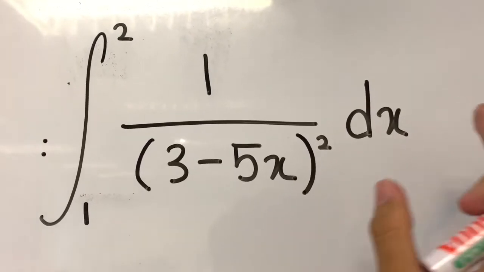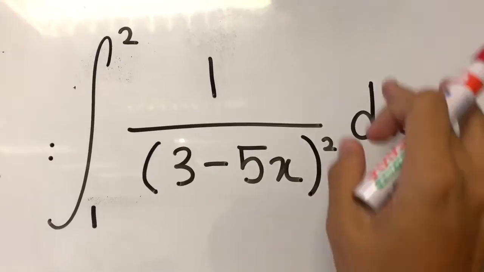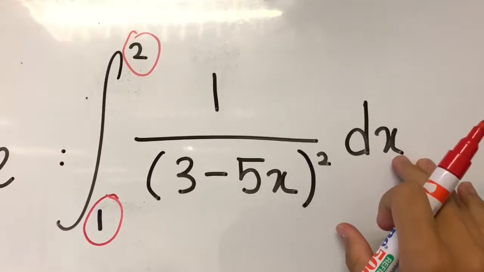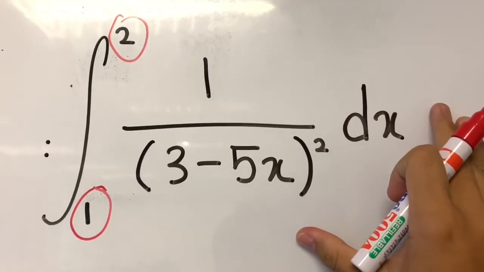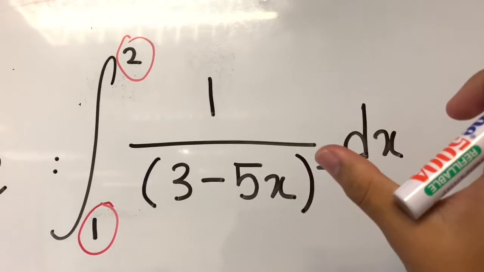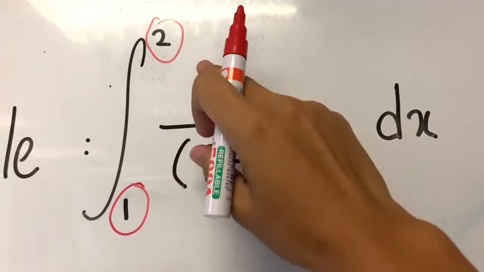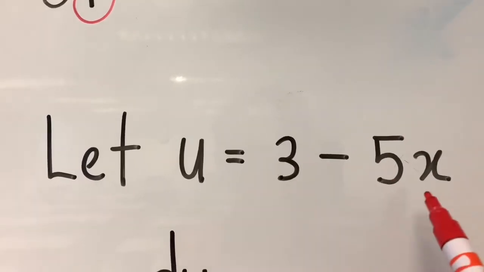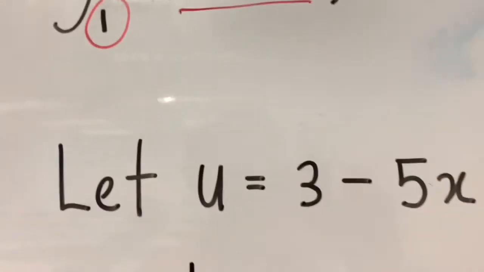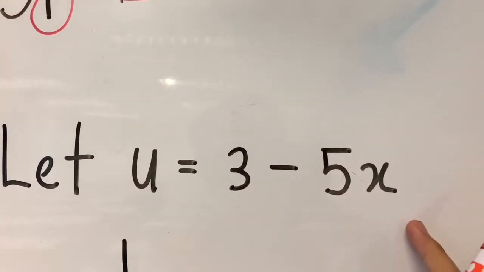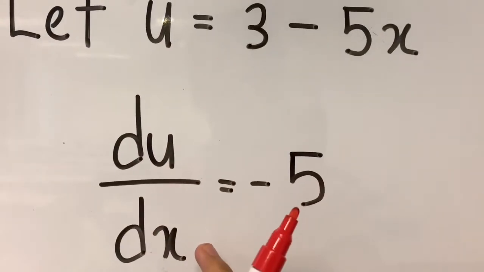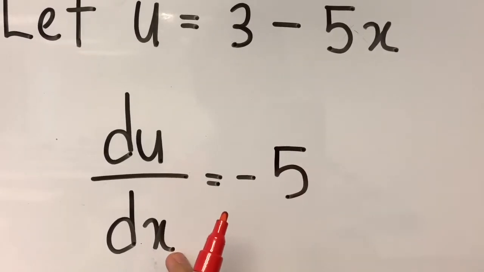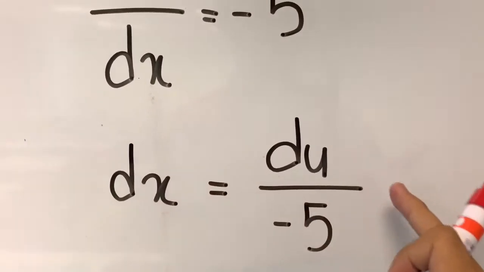The difference for this question from the previous questions is that here we have limits, which shows that this is a definite integral. So, to solve this kind of question, we need to solve the integration first, before we sub in the values of the limits. First of all, we need to let u equal 3 minus 5x, which is this one. After we let u equal 3 minus 5x, we need to differentiate u with respect to x, so it will be negative 5. And then, we need to let dx be the subject, so dx will be du over negative 5.